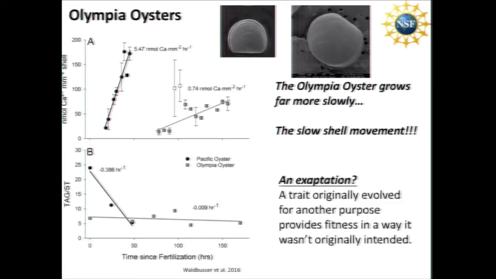So we measured lipids in these organisms. So this is basically energy lipids versus structural lipids. So this is the phospholipid bilayer. This is all the energy that they have available. And in the Pacific oysters, what you see is a nearly 40% decrease per hour in that energy lipid relative to the structural lipids, and really no change in the Olympia oyster in their energetic content. So I've sort of phrased this as a slow shell movement, right? So slow shells might make them more resilient.